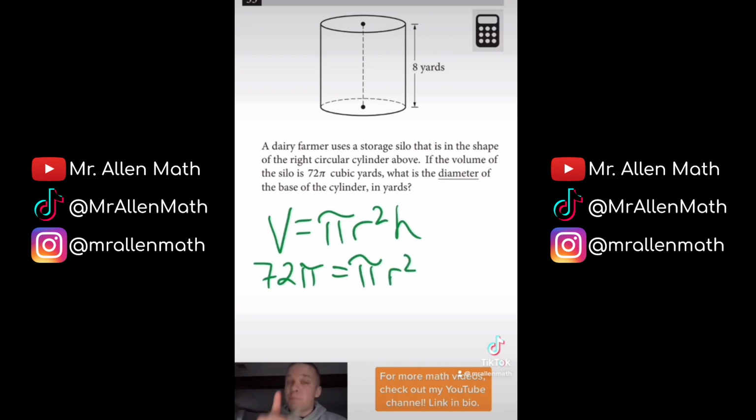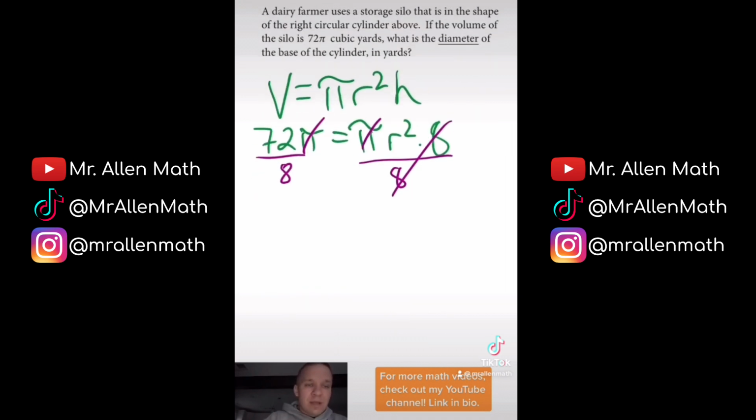I don't know my radius, but I can use that to get my diameter multiplied by my height, which is 8. Now my pi's are going to cancel out, and then I'm going to go ahead and divide by 8 on both sides. Those 8's cancel, and now I'm left with 9 equaling r squared. How am I going to solve that? I'm going to take the square root on both sides, and I'm going to get r equals 3.